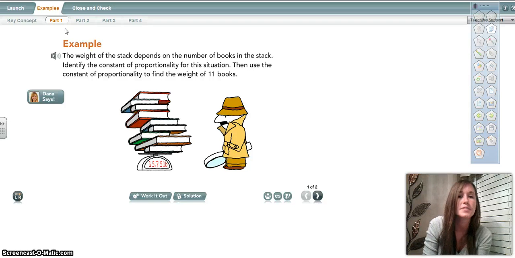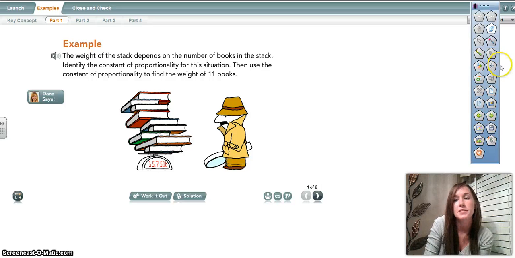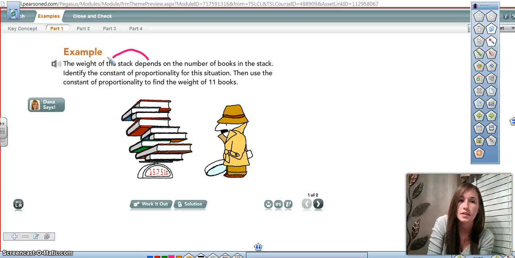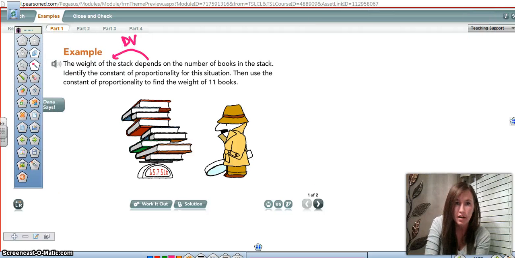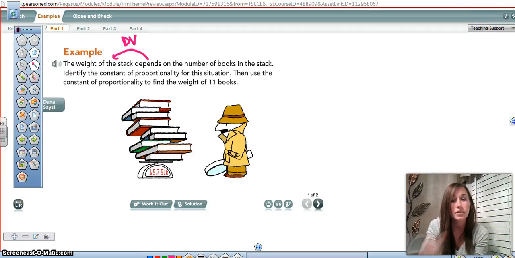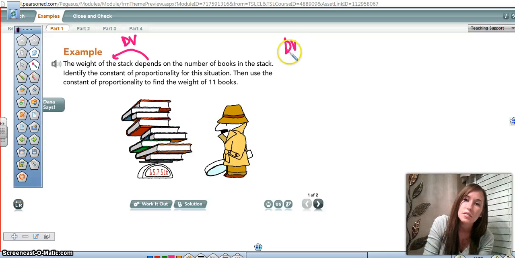Okay, the weight of the stack depends on the number of books in the stack. So the weight of the stack is the dependent variable. Identify the constant proportionality for the situation. Then use the constant proportionality to find the weight of 11 books. Okay, so if we want to find the constant proportionality, we learned that we can just calculate the unit rate. We always do the DV over the IV.